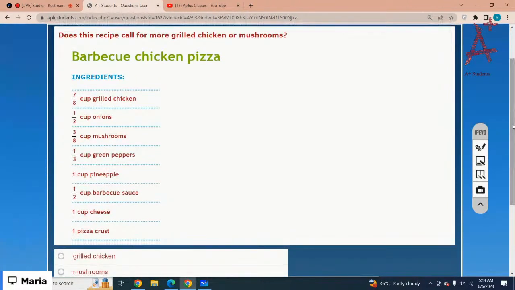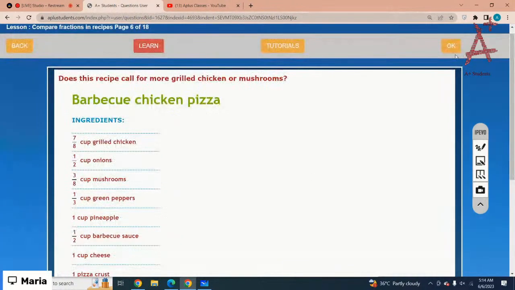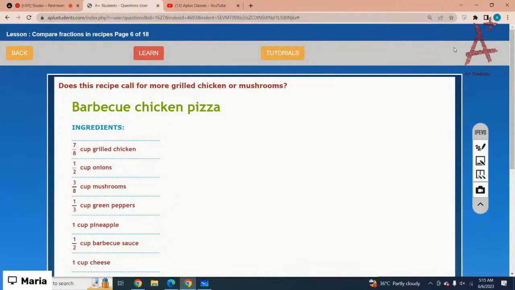Okay, does this recipe call for more grilled chicken or mushrooms? Which one do you need more? Grilled chicken is 7 over 8 cup and mushroom is 3 by 8. So which one do you need more, mushrooms or grilled chicken? You need more grilled chicken because grilled chicken is 7 over 8, so 7 over 8 is greater than 3 by 8. So you need more grilled chicken. Got it?